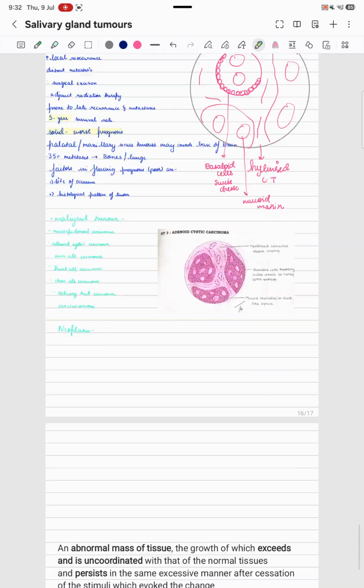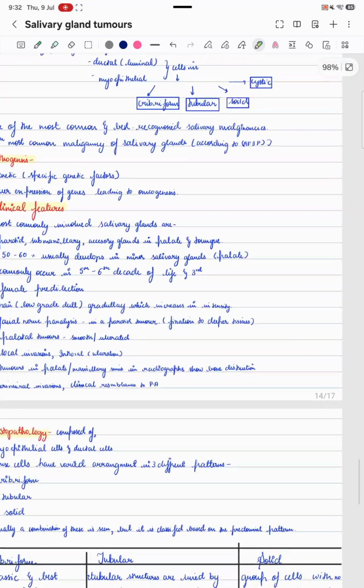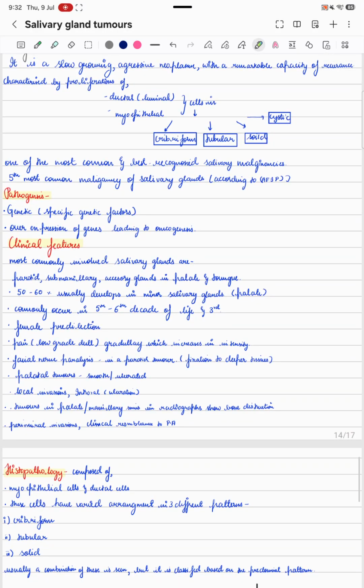Coming to its clinical features, it is the most commonly involved salivary gland tumor, and most commonly involved glands are your parotid, submaxillary, accessory and palatal and tongue. Okay, so the most commonly involved glands are your parotid, submaxillary, and accessory glands in the palate and tongue. So 50 to 60% usually develops in minor salivary glands. So it usually develops in minor salivary glands as well, and majorly it occurs in your parotid and submaxillary glands, and minorly it could occur in your palate.